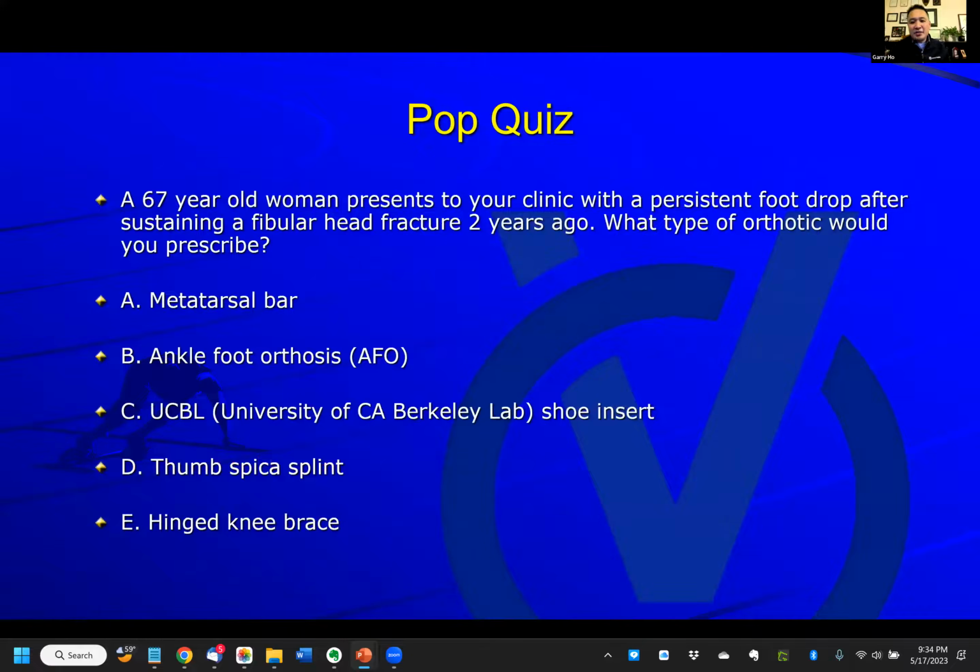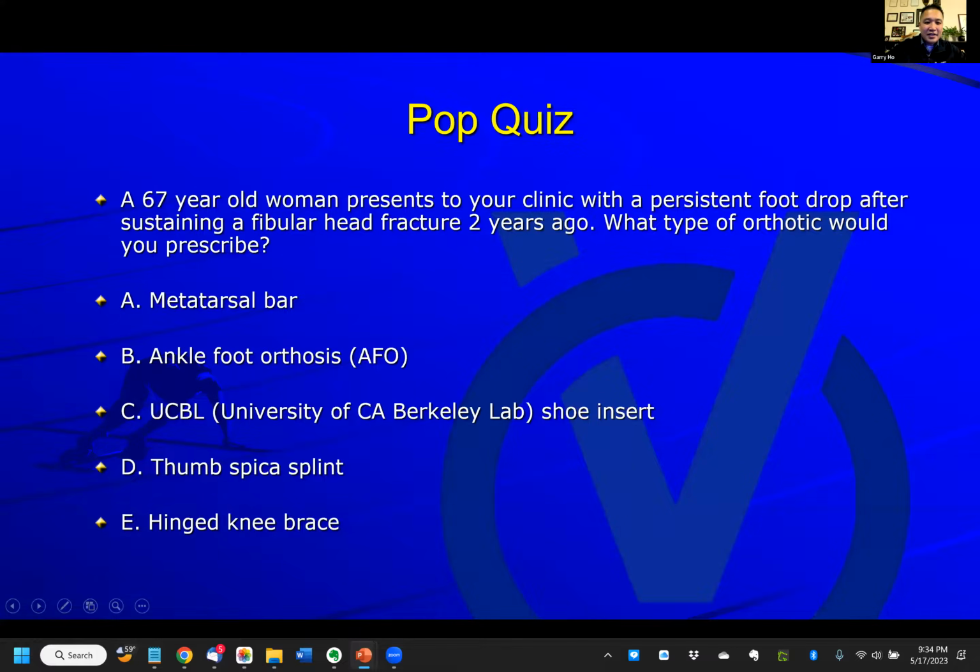A 67-year-old woman, persistent foot drop after a fibular head fracture from 2 years ago. What do you prescribe? So give that a shot here. Okay, let's see how people did. So if you chose, yes, everybody chose B, which is your AFO, or ankle foot orthoses. So that's good.